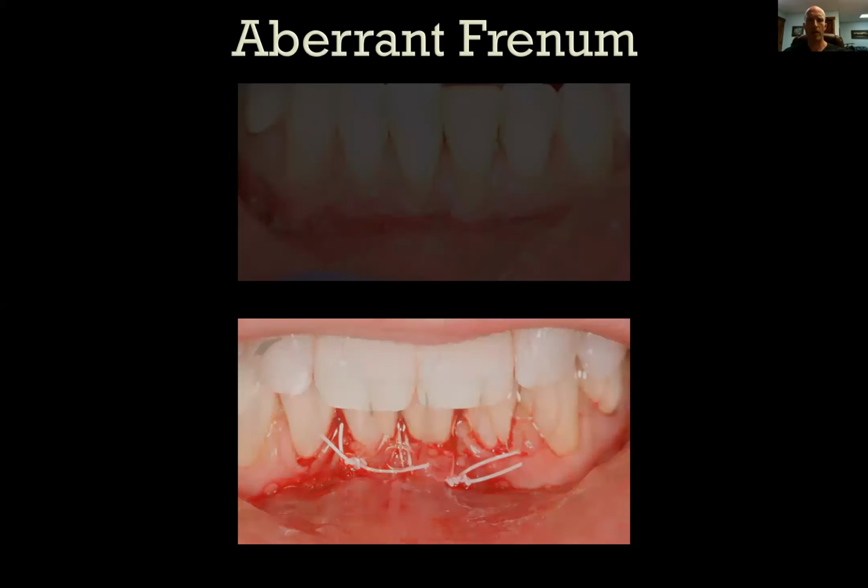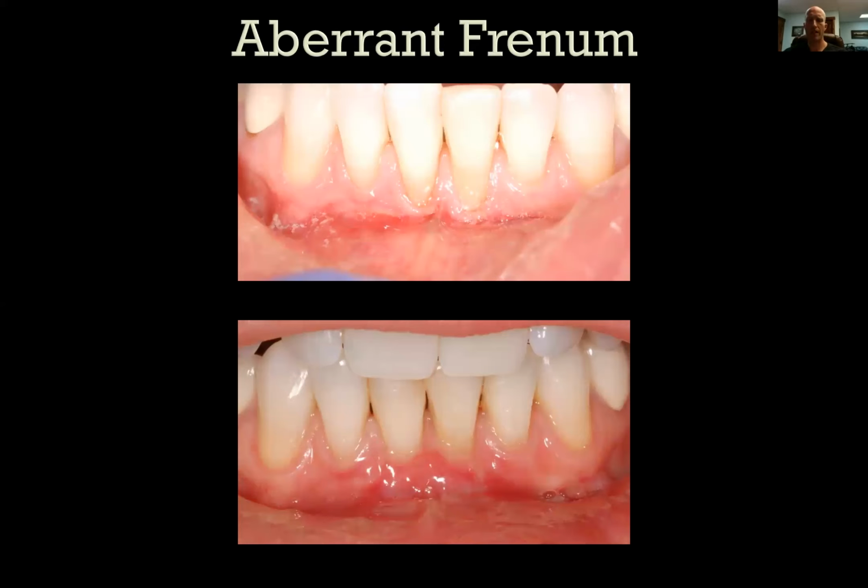And so we go in, we do our soft tissue grafting, we do a frenectomy, and here we are 3 or 4 weeks after all of that's completed. We have good root coverage, we have a good zone of keratinized and attached gingiva. We've deepened our vestibule and we've eliminated that frenum pull on those 2 teeth.